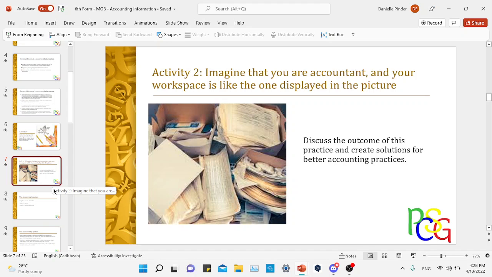Excellent. So we're going to move on a little bit from that. The second activity I have is that I just want you to imagine yourself as an accountant, and you have this whole pile of paper to work with. And you see that it's not that organized. Can you discuss with me some of the outcomes that can come because of this?